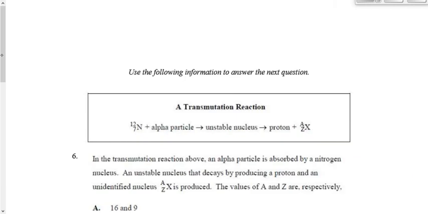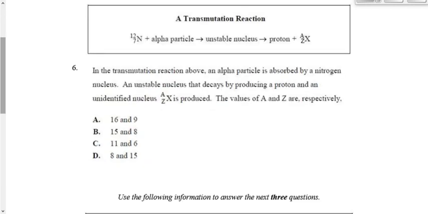Next, we're getting there, guys. Almost done this set. Question 6: in the transmutation reaction above, an alpha particle is absorbed by a nitrogen nucleus. There's an unstable nucleus, and then that decays producing a proton and an identified nucleus. The values of A and Z are going to be what? Listen, we got two things here, right? Just like we did in one of those other questions. There's this reaction, and then there's this reaction taking place. We want the values of A and Z, so let's see here.